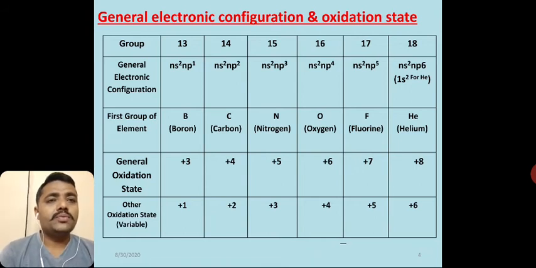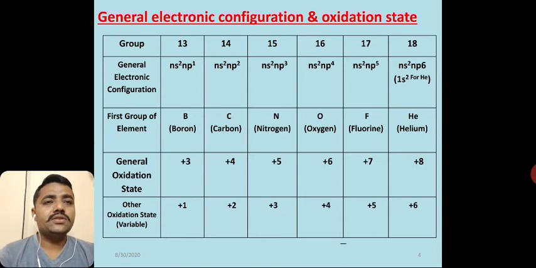Next is the 15th group of elements. The first element is nitrogen. Its general electronic configuration is ns2np3. You can take the 16th group of elements; its general electronic configuration is ns2np4, starting from oxygen. The 17th group of elements is ns2np5, starting from fluorine. And the last, 18th group of elements, is ns2np6.